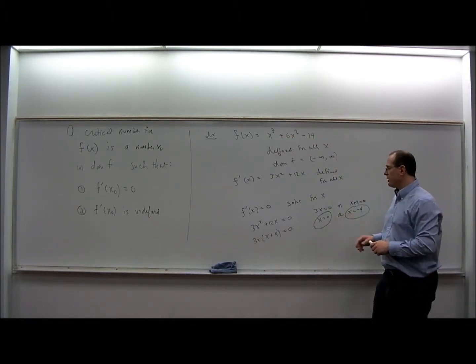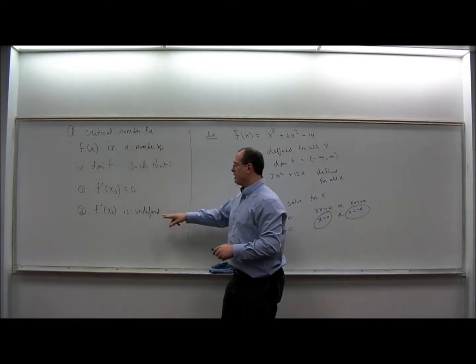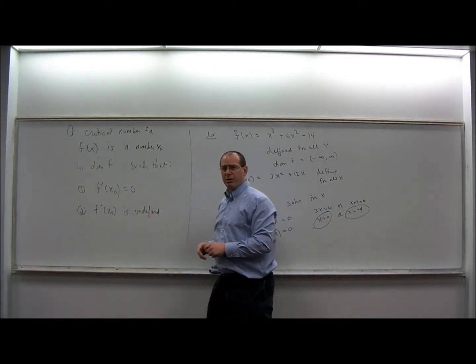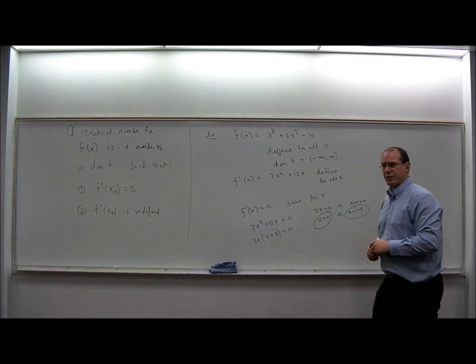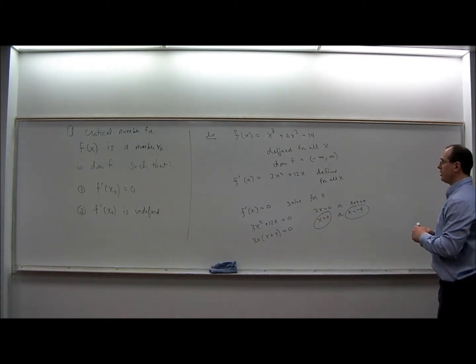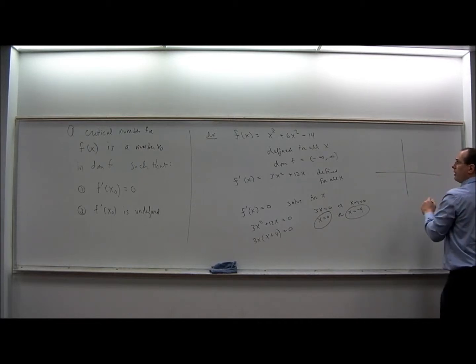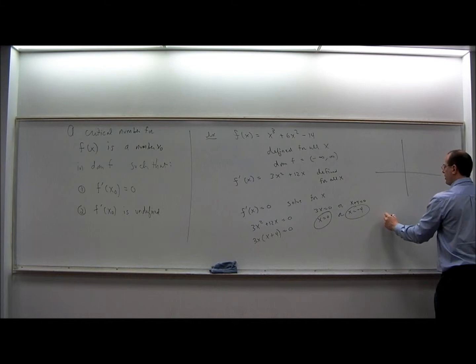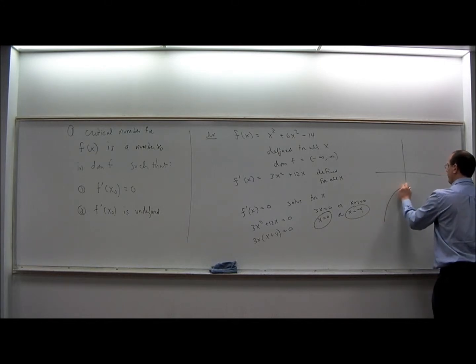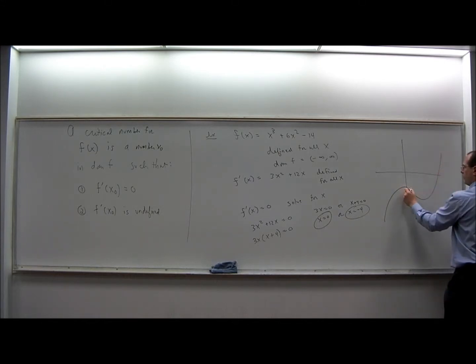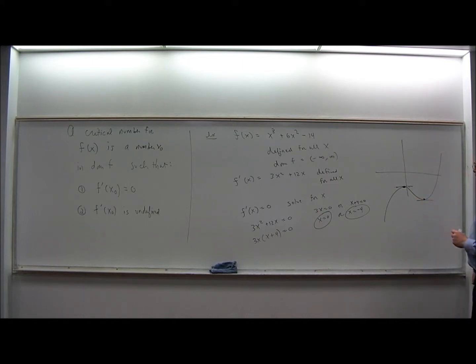In both of these places, the curve has a horizontal tangent line. The derivative being 0 corresponds graphically to a horizontal tangent line. If we were to draw the graph of this curve, it would look something like this. This is a little bit off. That should be on the axis there. When x is 0, we have a horizontal tangent line, and when x is negative 4.